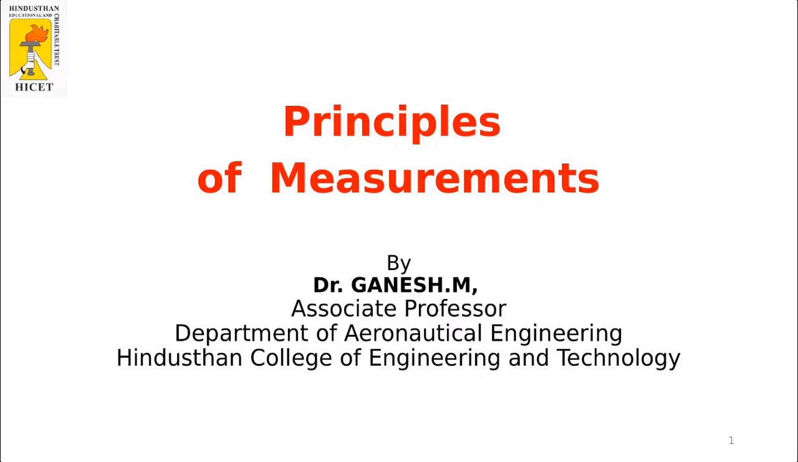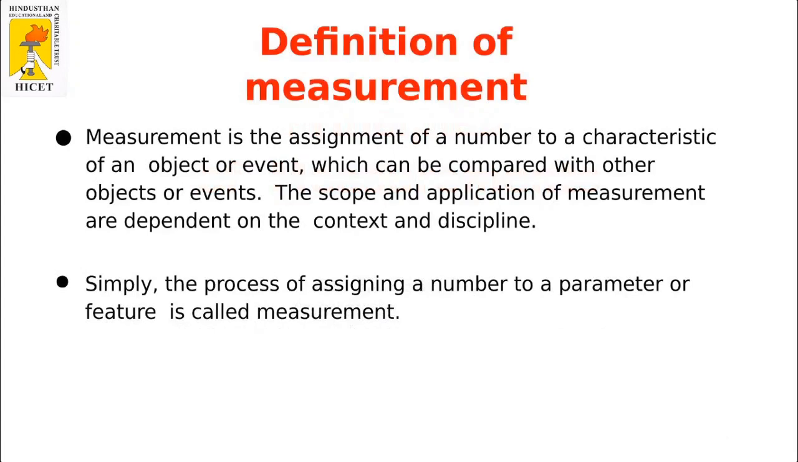In this video, I am going to discuss principles of measurements. Definition of measurement. Measurement is the assignment of a number to a characteristic of an object or event, which can be compared with other objects or events. The scope and application of measurement are dependent on the context and discipline. Simply, the process of assigning a number to a parameter or feature is called measurement.